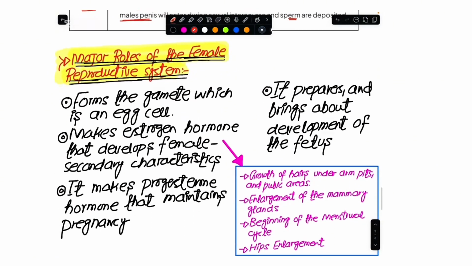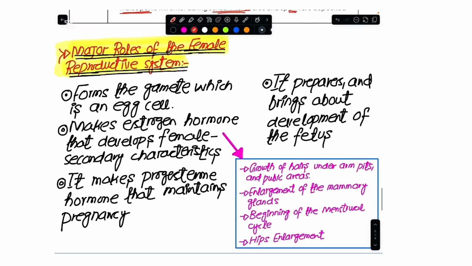If I were to highlight the major roles of the female reproductive system, when females reach the age of puberty, the ovaries in them form the egg cells. At the same time, the ovaries specifically also release the estrogen hormone, and that is responsible for the development of the female secondary characteristics.